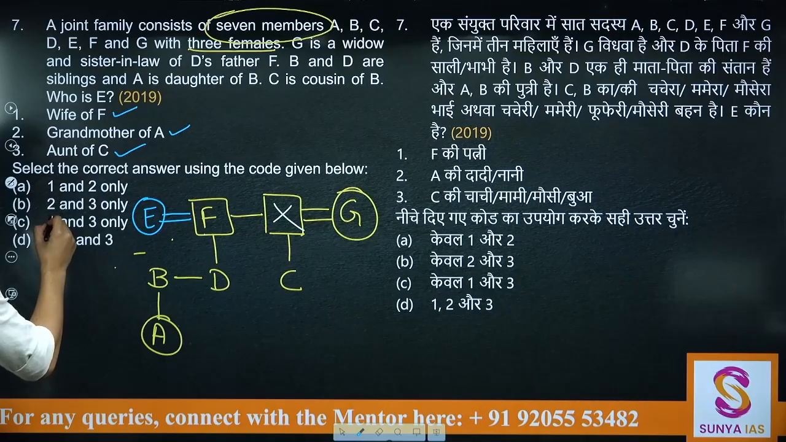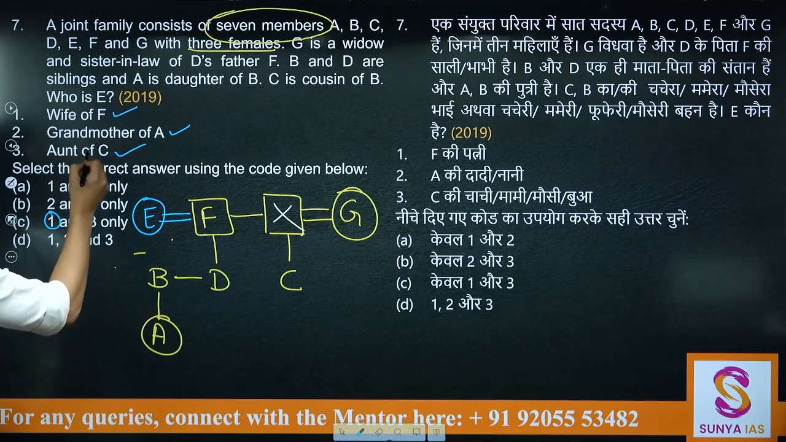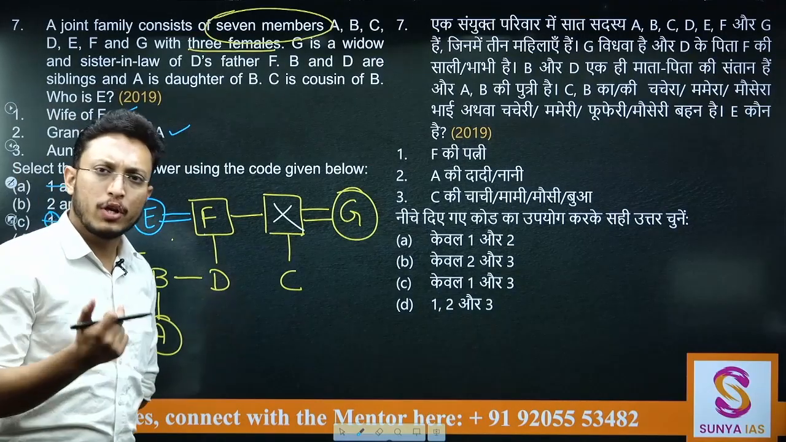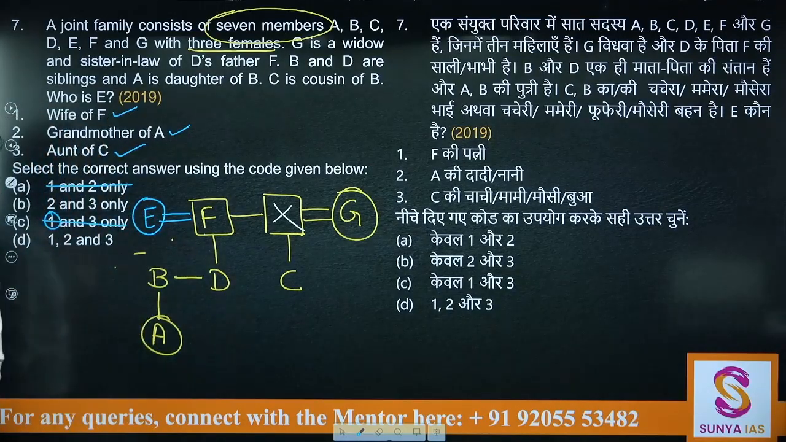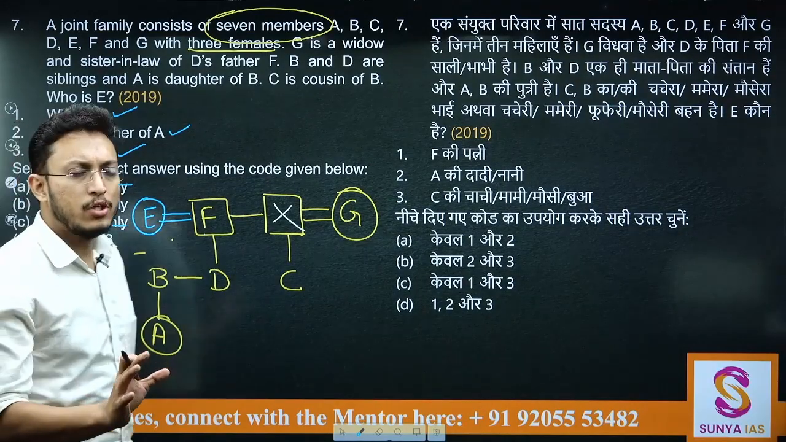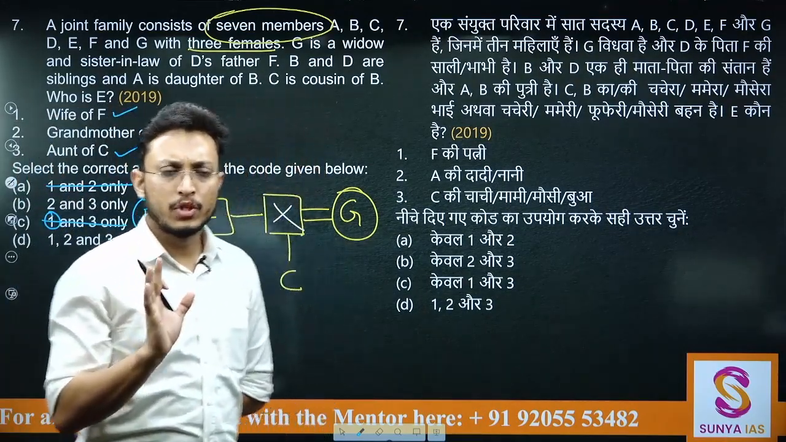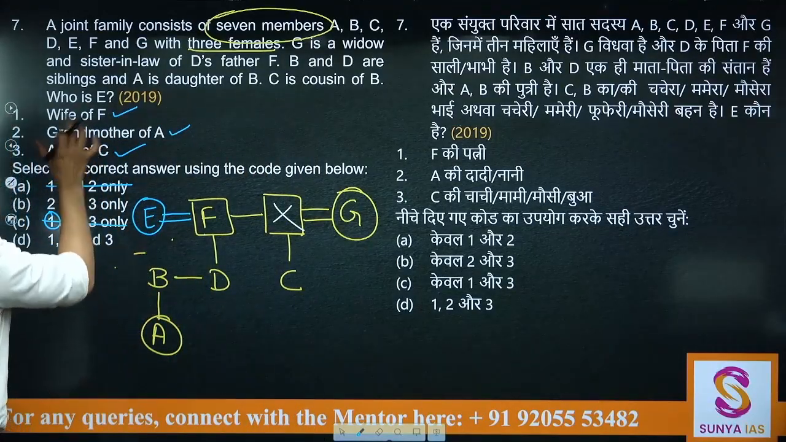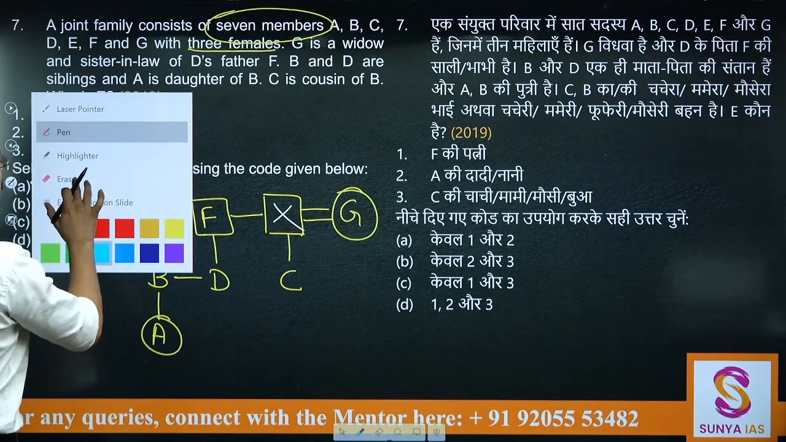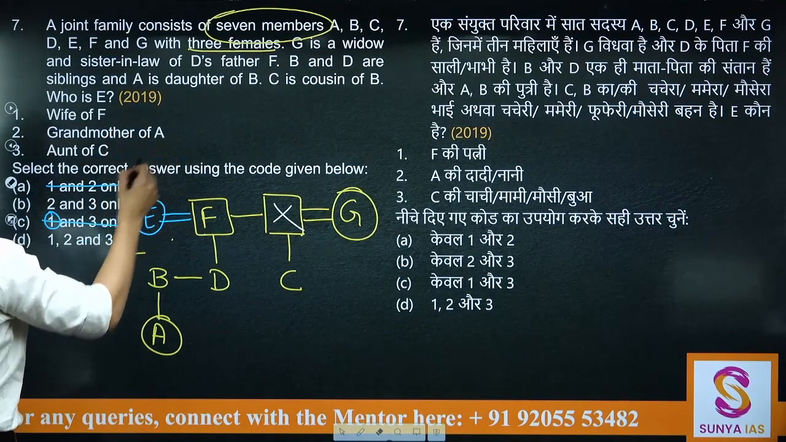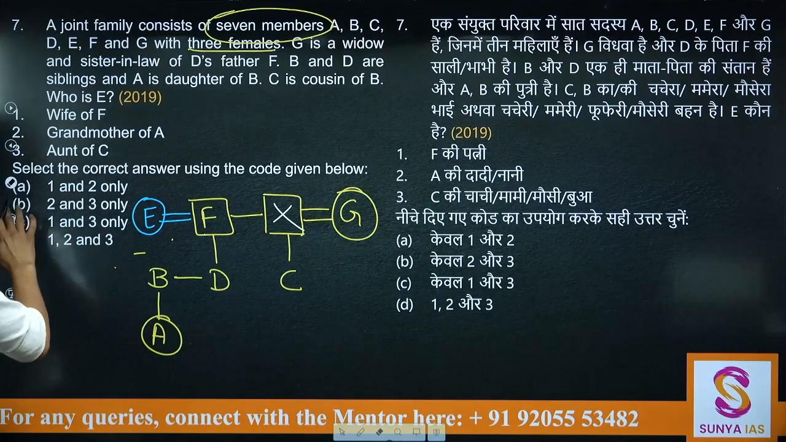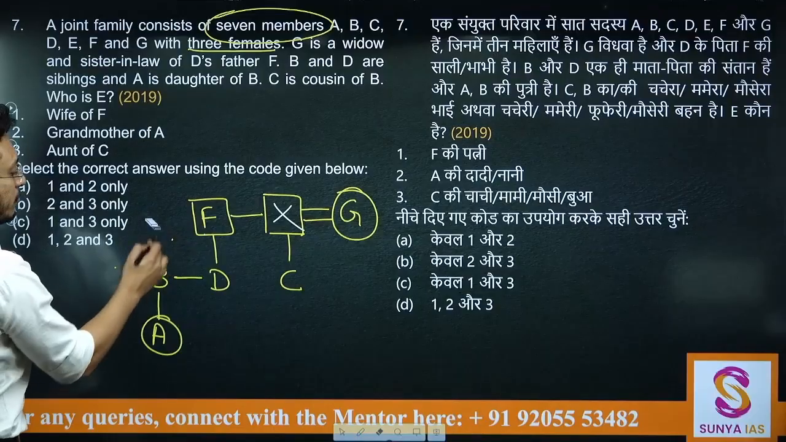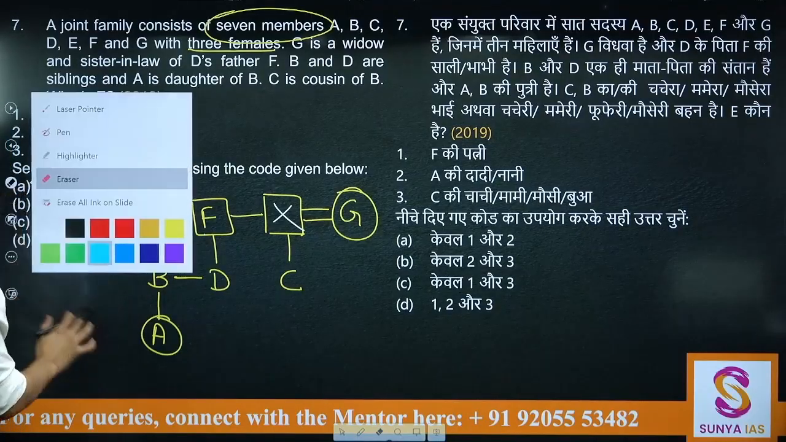That means if 1 is correct, then second and third should be correct also. That means you cannot have 1 and 2 only, and you cannot have 1 and 3 only as the answer. Either it is 1, 2, 3, or it should be just 2 and 3. Because if 1 is correct, then 2 and 3 automatically become correct here. Let's say if 1 is not correct. If 1 is not correct, that means you are not given this information that E is the wife of F.